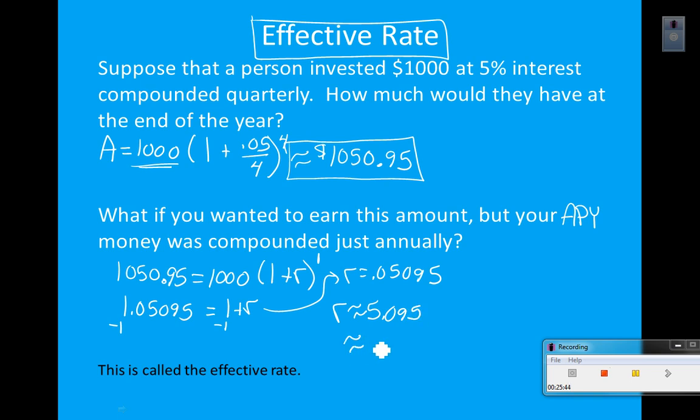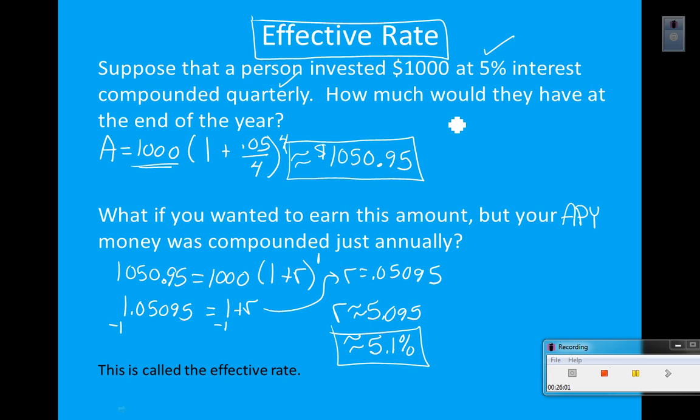So about 5.1%. So here's what the banks do. Instead of saying that they invest your money at 5% compounded quarterly, when you walk into the bank sometimes they'll say APY, and they'll just give you this number. So instead of compounding, they just tell you, here's what your money would really earn. There's an easy formula for the effective rate, so you don't have to worry about how much you invested.